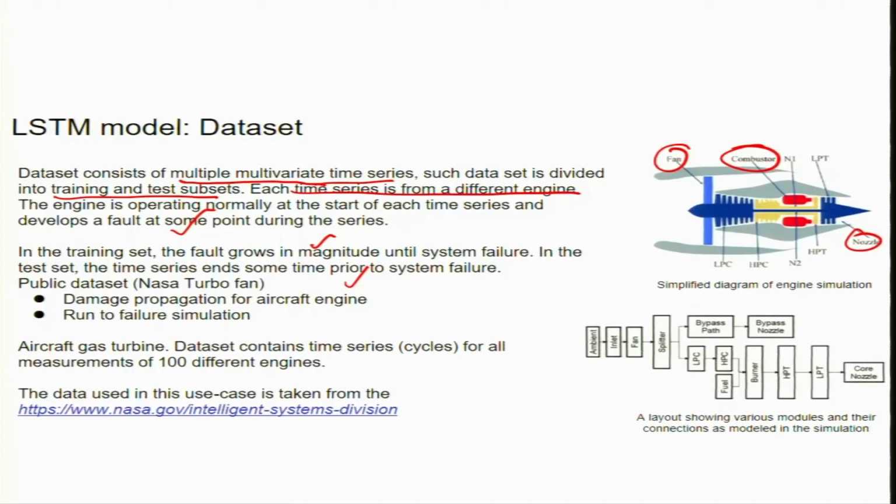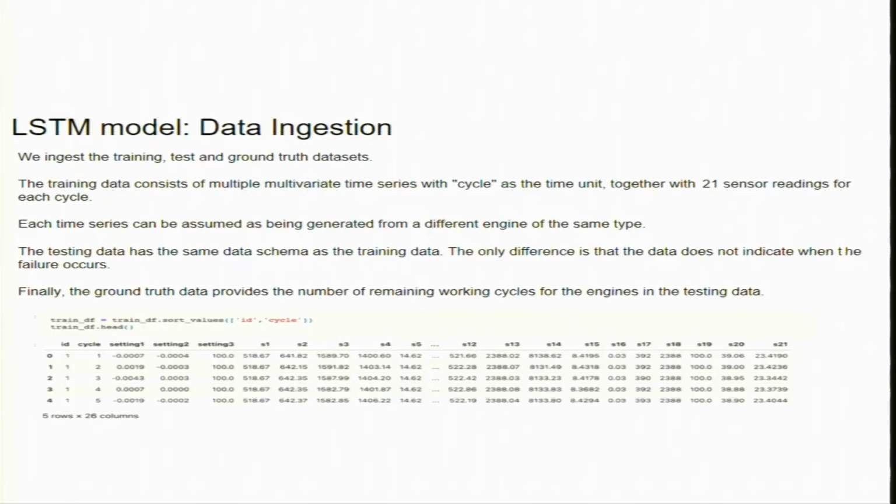So, this particular data set is publicly available, popularly known as the NASA Turbofan data set. The aircraft gas turbine data set contains the time series of cycle-by-cycle measurements of 100 different engines. Let us use this LSTM model for data ingestion. We ingest the training, test and the ground truth data sets.